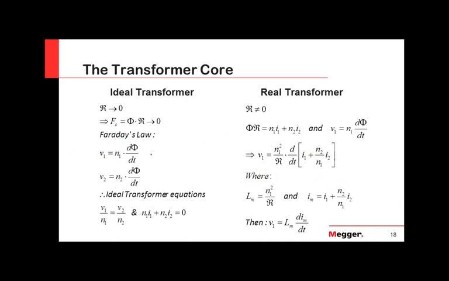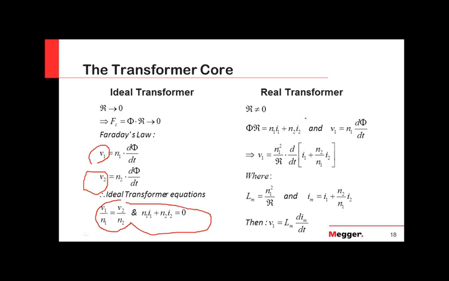So we apply Faraday's law. This is what it gives us: V1 equals the number of turns times the variation of flux in time, and the voltage in the secondary, again, the number of turns in the secondary times the variation of flux in time. And from here, we obtain the equations for the ideal transformer that are well known.